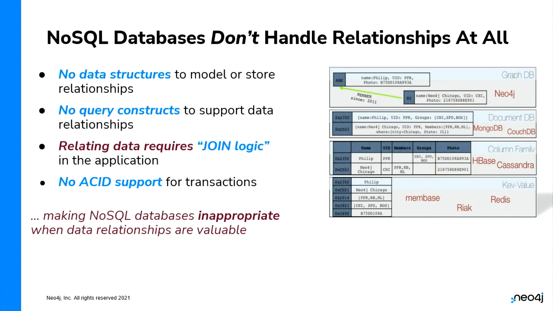What about NoSQL databases? You heard all about the schema-free, just bring it all in. Well, they're not that great. They don't handle relationships at all. So we're talking about the native relationship. They don't handle that. And as a result, they don't have the data structures to store those relationships. They don't have the query construct to leverage those relationships. Relating data between them requires join logic. Again, more code that you have to build and then maintain.